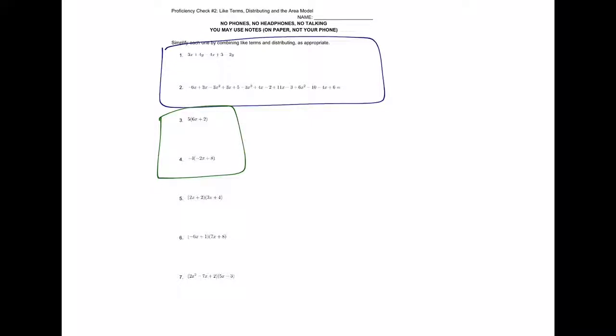So this proficiency check looked at combining like terms in the first two problems. Then we looked at distributing in the next two. And the bottom three had to do with the area model.